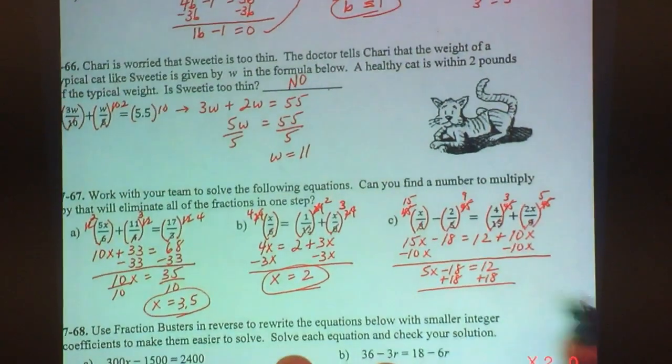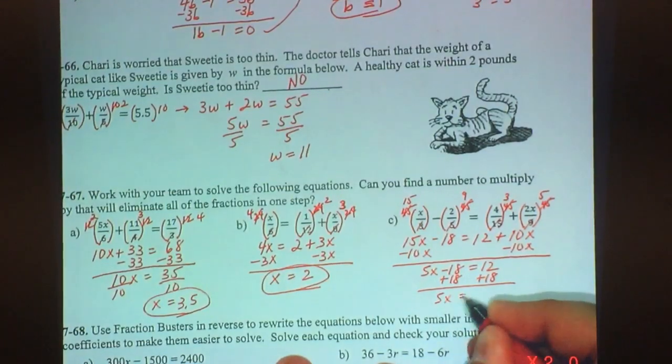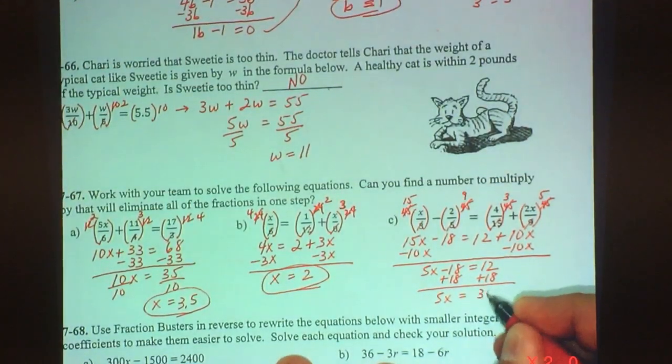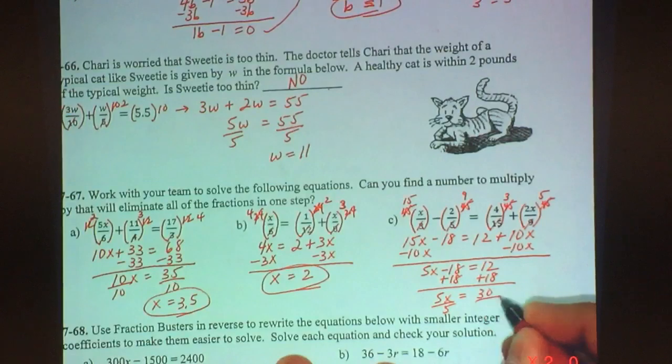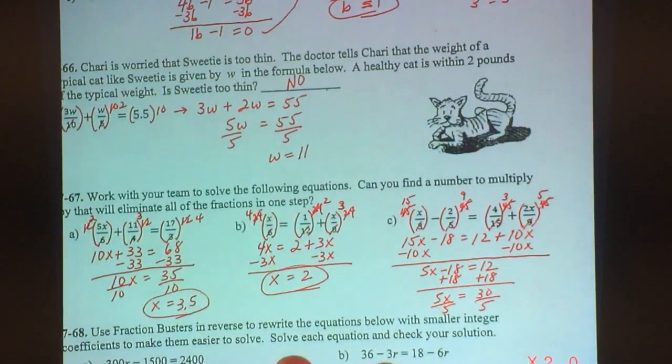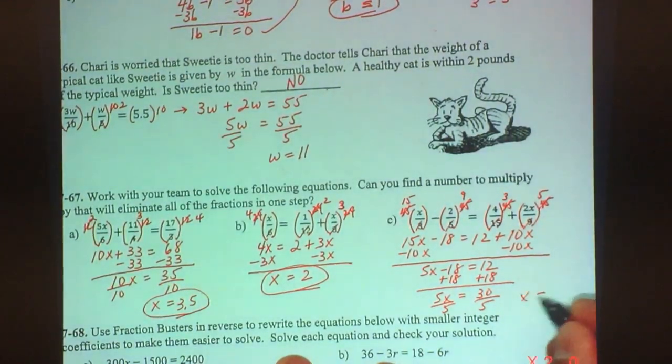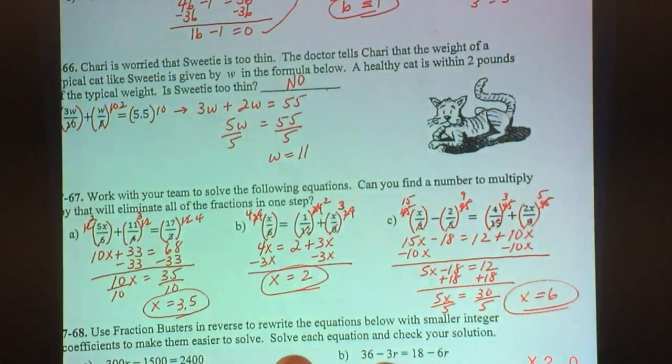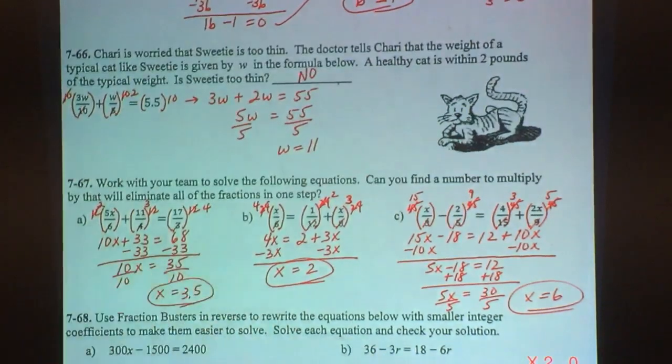Okay. Then we have 5x equals what? 30. Divided by 5. X equals 6. Wow, okay.